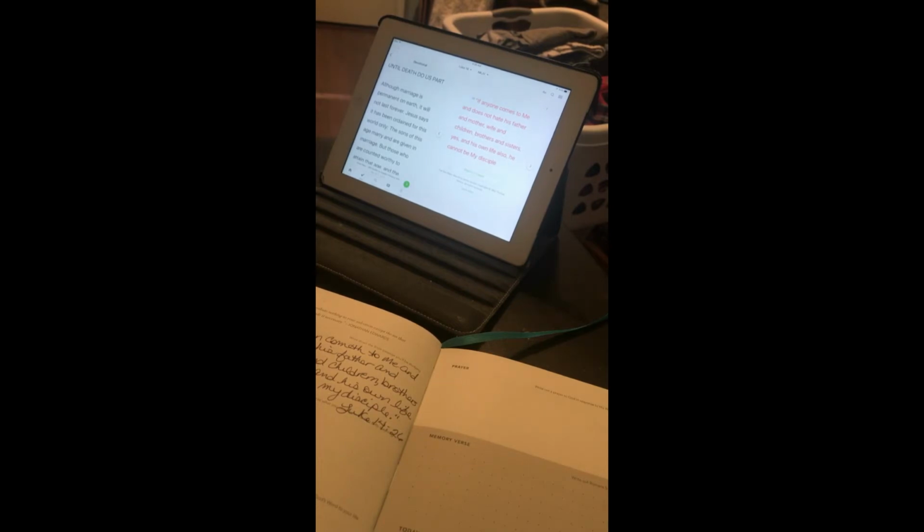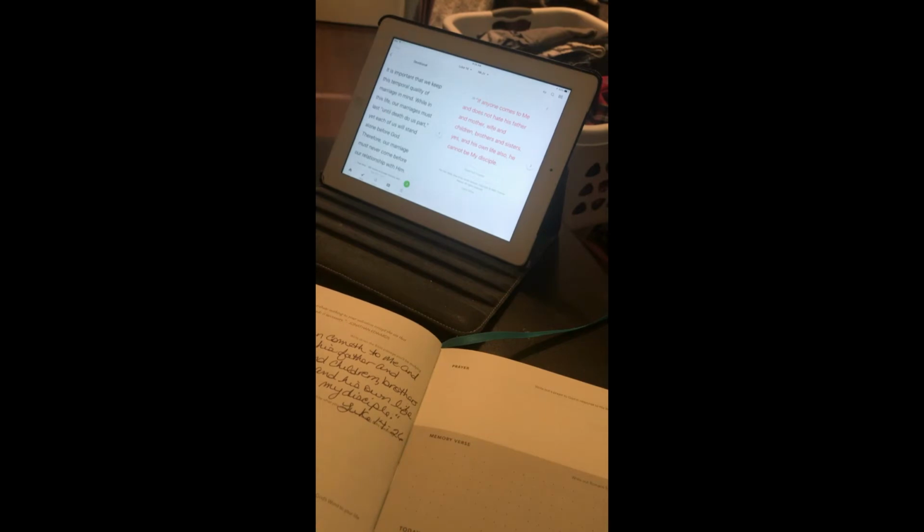Okay. Then I do the devotion, and this says, unto death do us part. Although marriage is permanent on earth, it will not last forever. Jesus said it has been ordained for this world only. The sons of this age marry and are given in marriage, but those who are counted worthy to attain that age and the resurrection from the dead neither marry nor are given in marriage, nor can they die any more, for they are equal to the angels and are sons of God, being sons of the resurrection. And so this reference is Luke 20:34 through 36. I guess is what he or she is talking about, the marriage part.